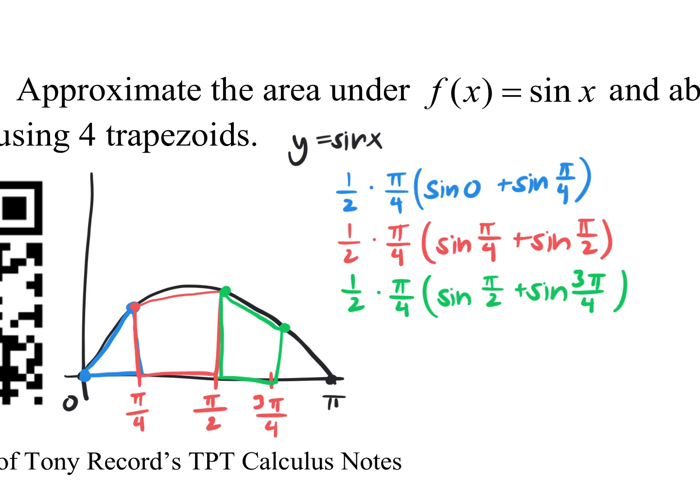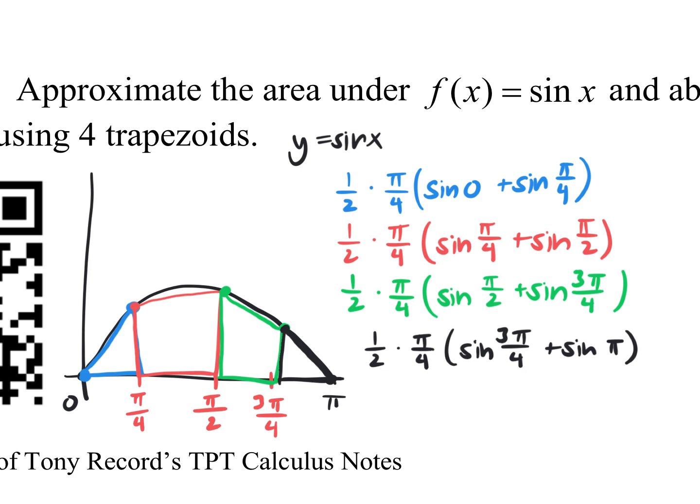And then my last trapezoid, starting at 3 pi over 4, ending at pi, I can kind of create basically a triangle here. But I can go ahead and plug it into that formula of sine of 3 pi over 4 plus sine of pi. Okay. Now, these you should technically be able to simplify by hand.